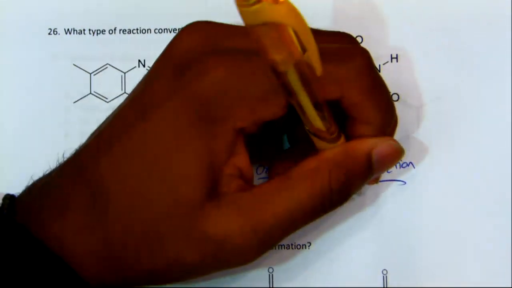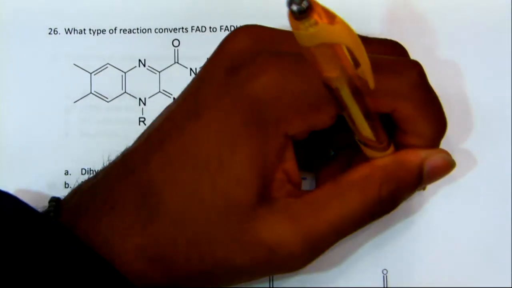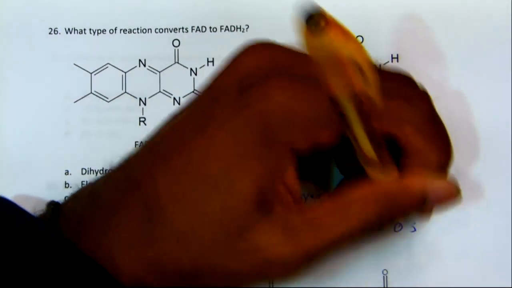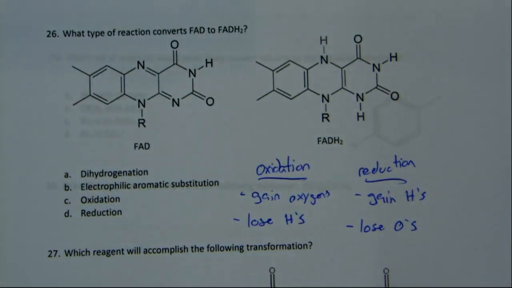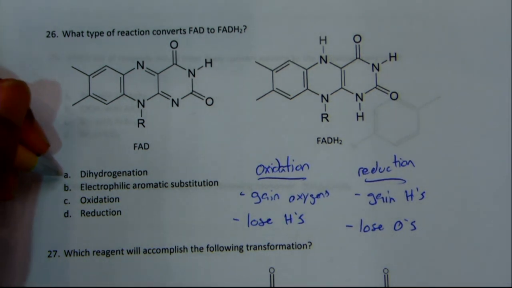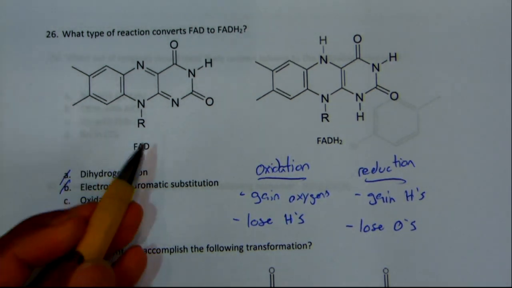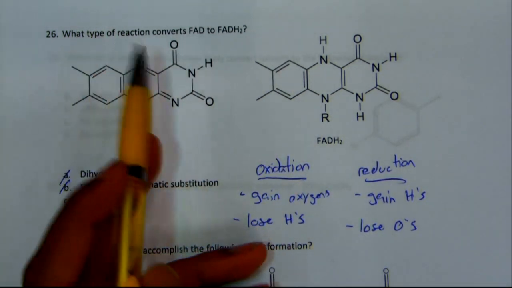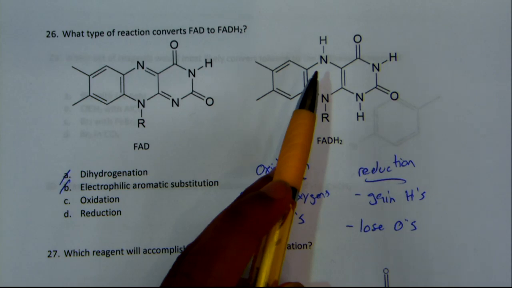So if it was reduced, it will either gain hydrogens or lose oxygens. Does that make sense? It's just a quick way to see if it was reduced. So we're asking what type of reaction is this one? It's a reduction. So do you see I just gained a hydrogen, and I gained two hydrogens.